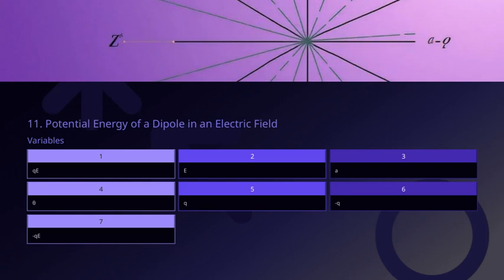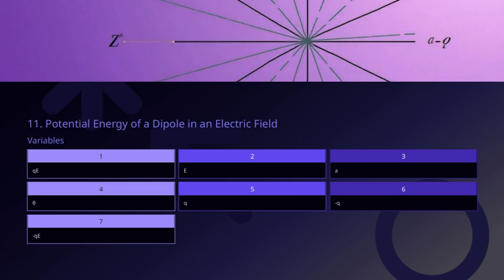Let's take a closer look at the potential energy of a dipole in an electric field. As you can see, the variables involved include the dipole moment Q, the electric field E, and the angle theta between them. The potential energy depends on how these factors interact. When the dipole aligns with the electric field, the potential energy reaches a minimum, meaning the system is most stable.